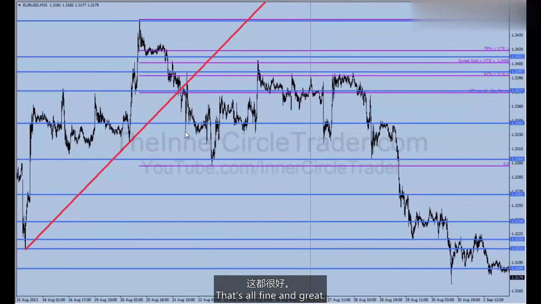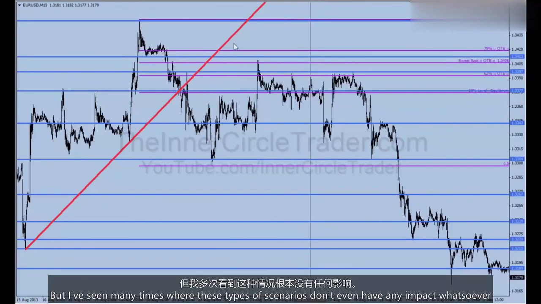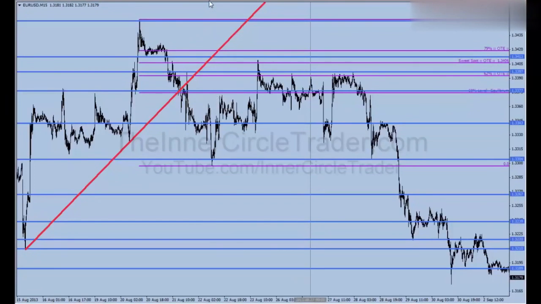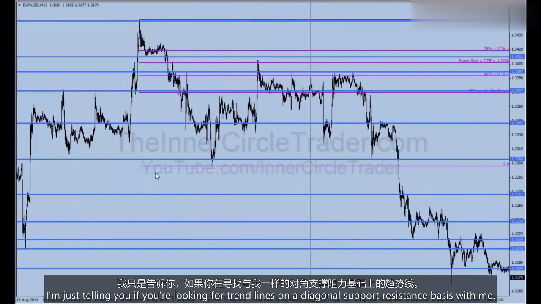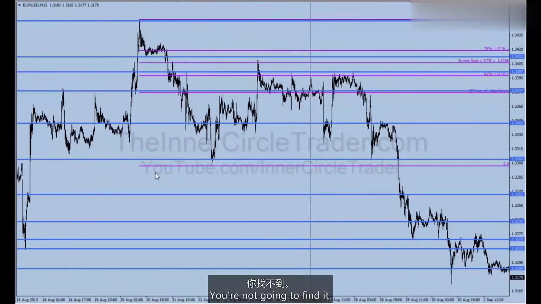That's all fine and great, but I've seen many times where these types of scenarios don't have any impact whatsoever and price just blows on through. So again, if you trust trend lines, go right ahead and use them. I'm not trying to disparage those that do. I'm just telling you, if you're looking for trend lines on a diagonal support and resistance basis with me, you're not going to find it. There's going to be a drought, because I don't work with that.